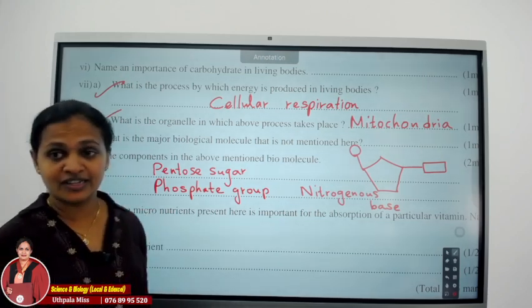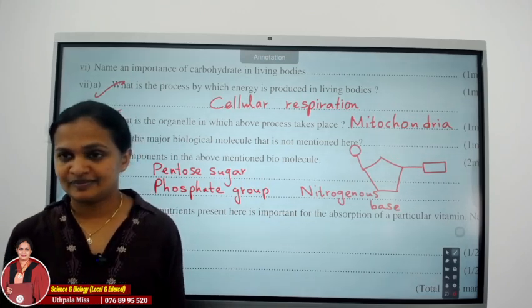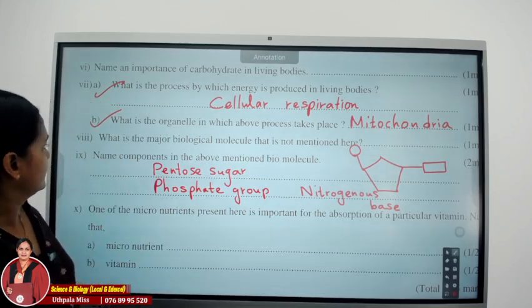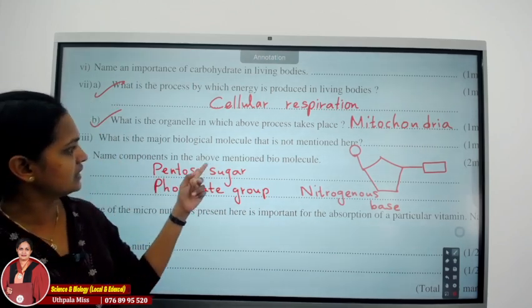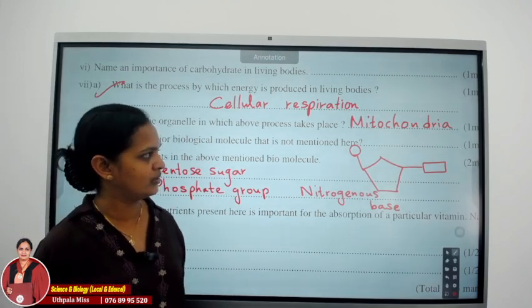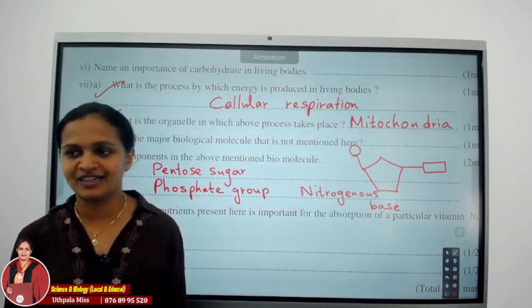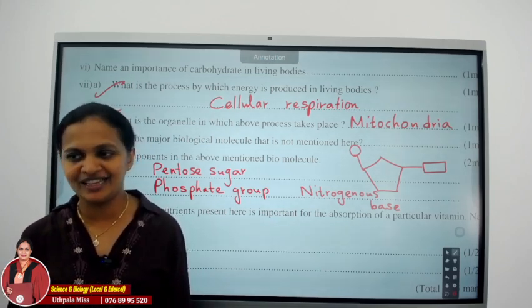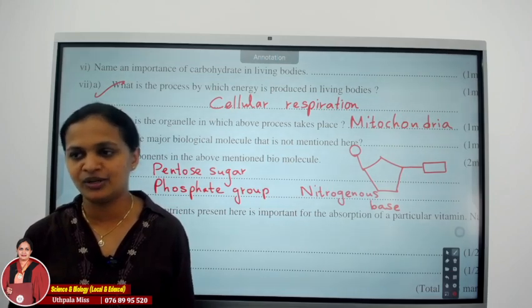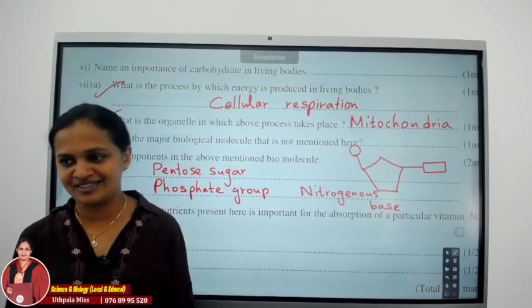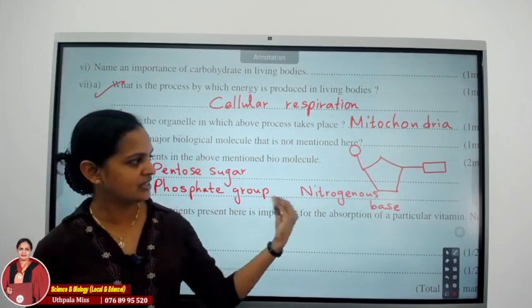Yes, Chandali? If we wrote carbon, hydrogen, oxygen, phosphorus, are those wrong? The question asks for the components in the above mentioned biomolecule. So it does not ask for the elemental composition, the elements present in it. It does not ask about the elements, but it asks about the components in it. Right? So you have to mention the components.